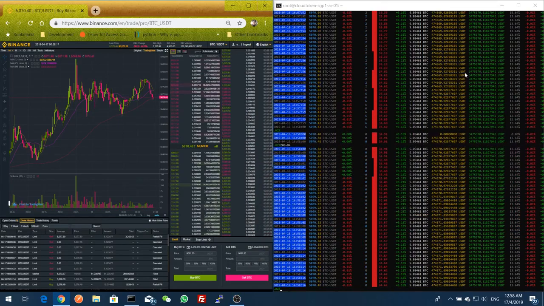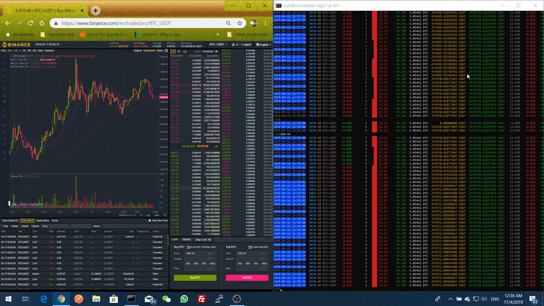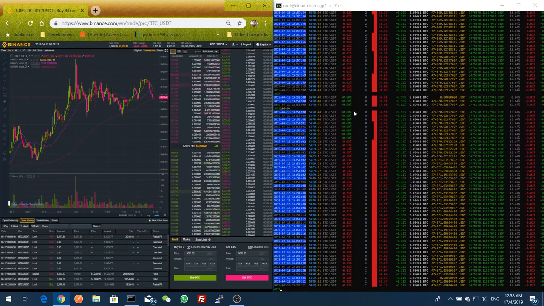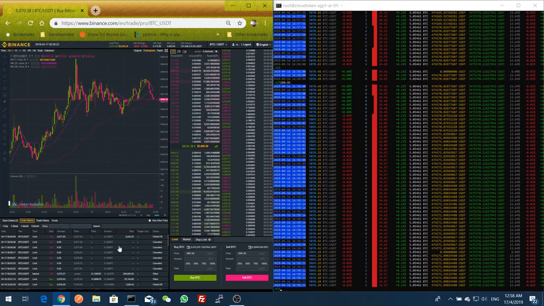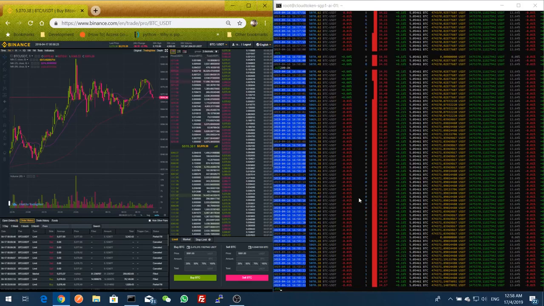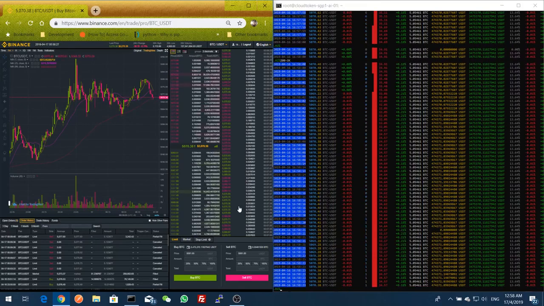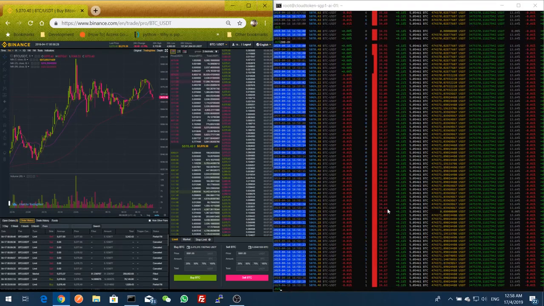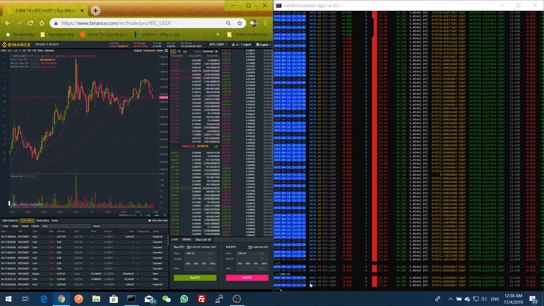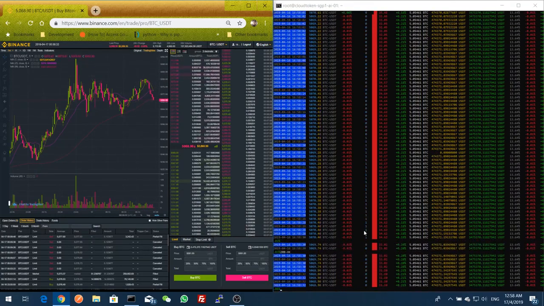Okay, hi guys. I promised you I'd show you the Binance trading platform together with our bot running side by side. The bot has been running, and it actually captured the price, which you can see here.